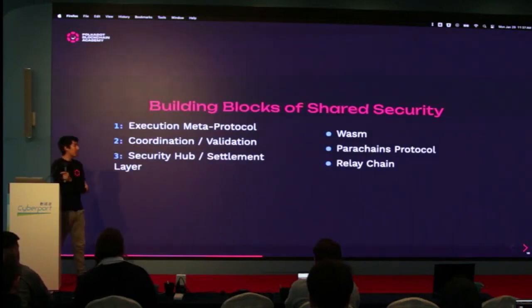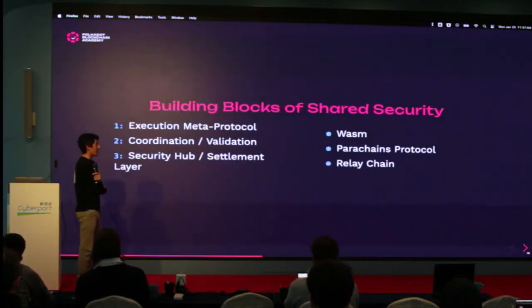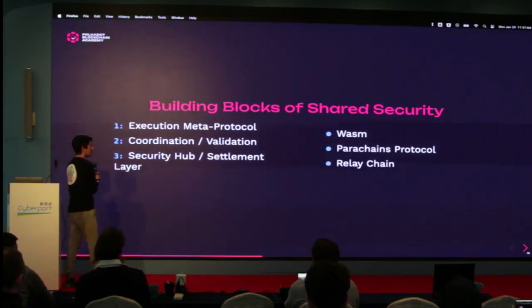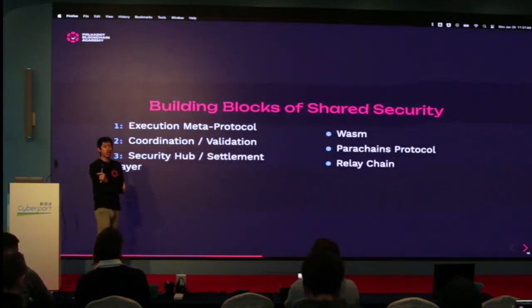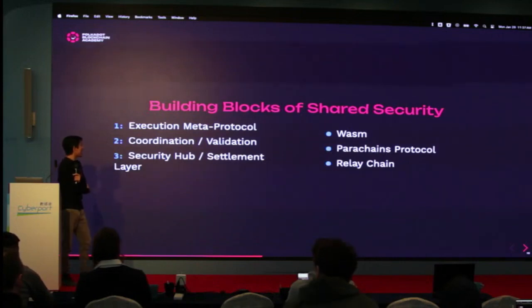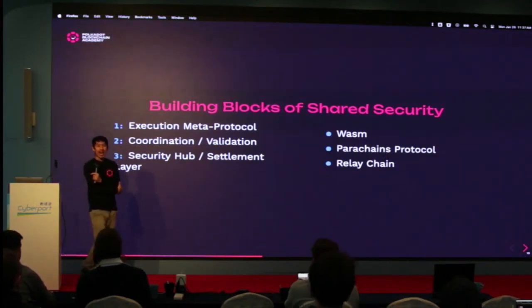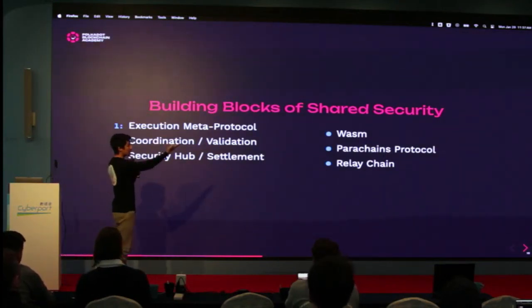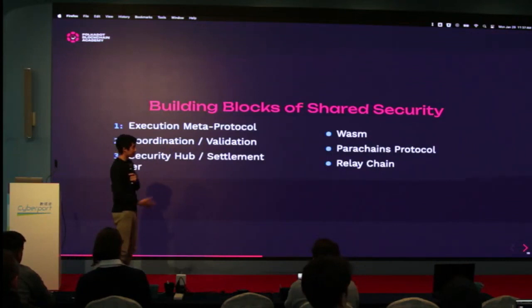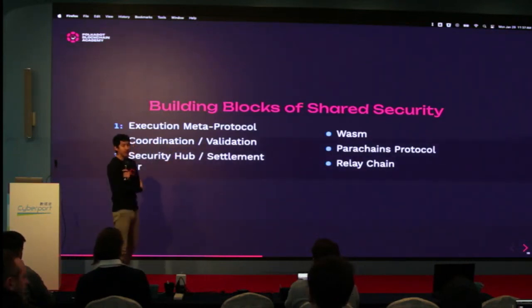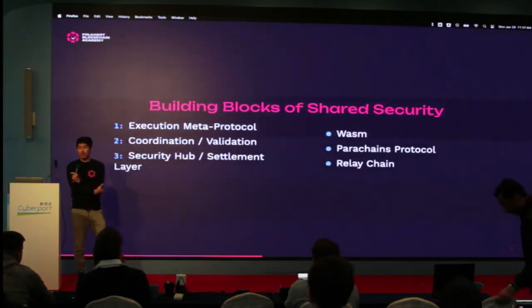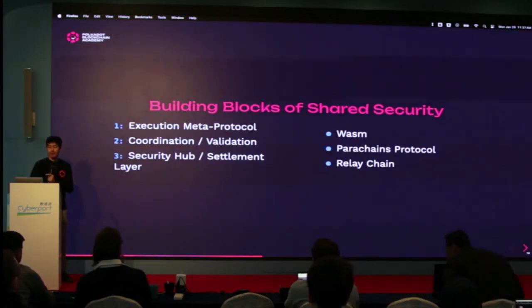So what are the building blocks of shared security? This is what I want to walk through. First is an execution meta protocol. To make shared security work, we need to provide an execution meta protocol. We need to then have a coordination validation logic, and finally a security hub or settlement layer. And what this actually looks like on Polkadot is WASM, maybe RISC-V in the future, the parachains protocol itself, and then the relay chain. So let's walk through those different aspects.